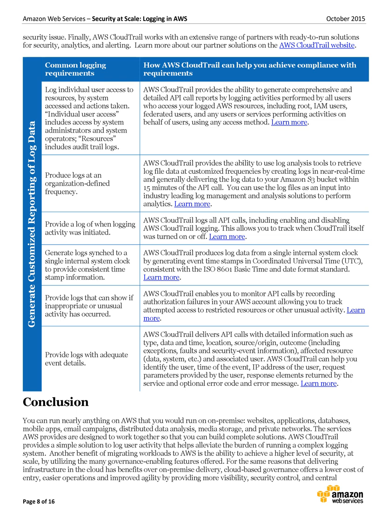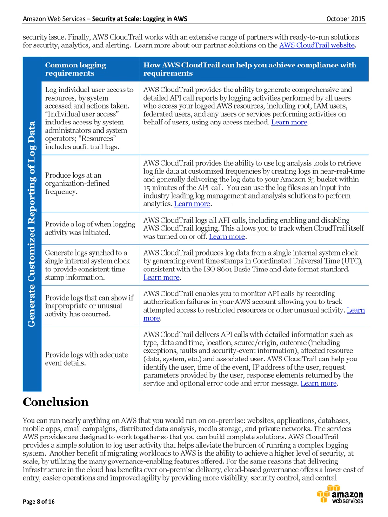Conclusion: you can run nearly anything on AWS that you would run on on-premise: websites, applications, databases, mobile apps, email campaigns, distributed data analysis, media storage, and private networks. The services AWS provides are designed to work together so that you can build complete solutions. AWS CloudTrail provides a simple solution to log user activity that helps alleviate the burden of running a complex logging system.